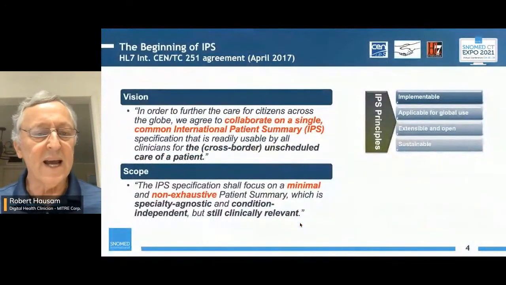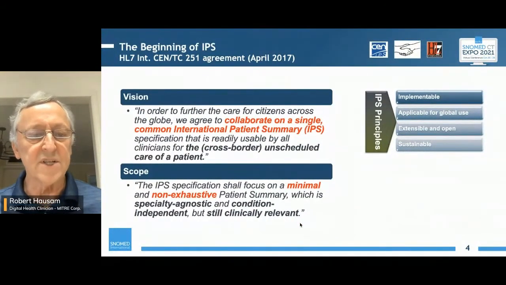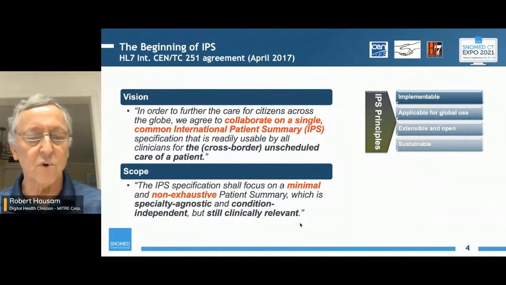So IPS began with an agreement between HL7 International and CEN TC251 in April 2017, where we expressed a vision in order to further the care for citizens across the globe. We agreed to collaborate on a single common International Patient Summary, IPS specification that is readily usable by all clinicians for the cross-border unscheduled care of a patient. That was the beginning. And the scope that we outlined at that time was that the IPS specification shall focus on a minimal and non-exhaustive patient summary, which is specialty agnostic and condition independent, but still clinically relevant.